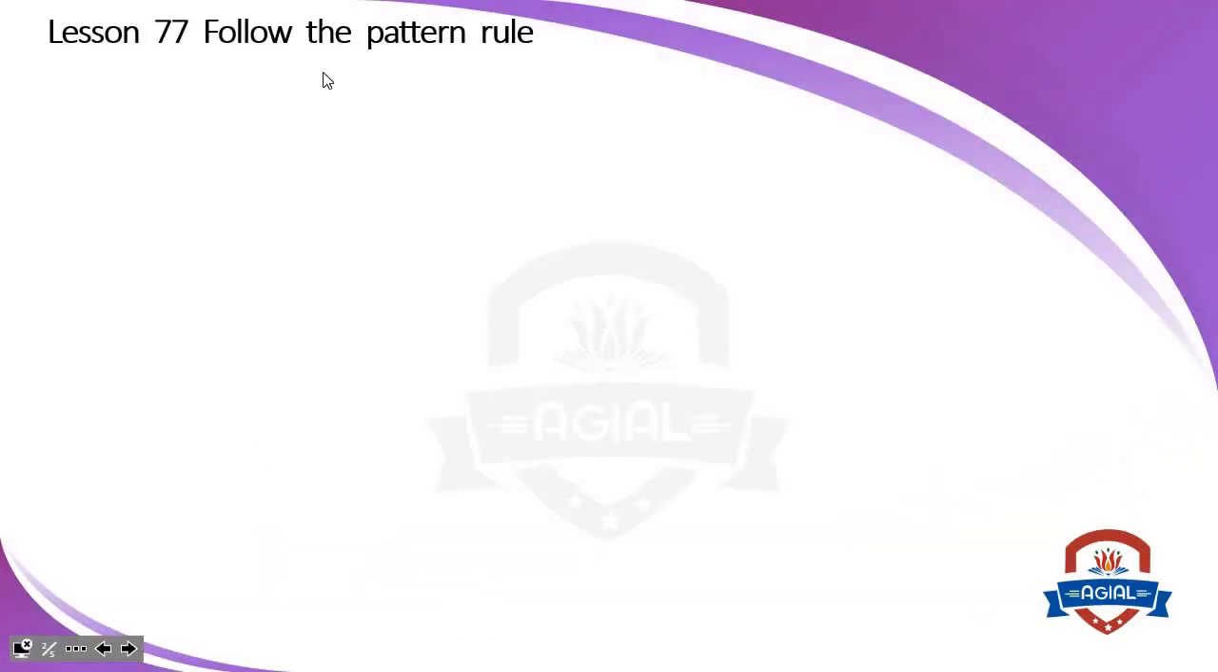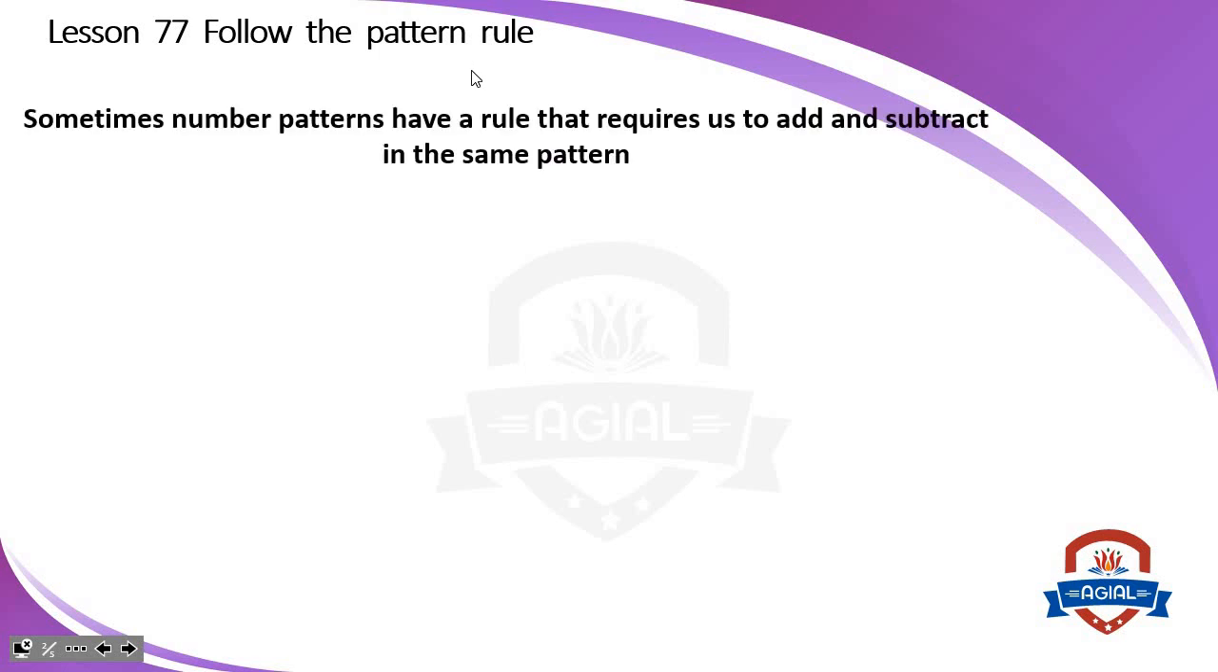My lesson today is follow the pattern rule. Sometimes number patterns have a rule that requires us to add and subtract in the same pattern. So look at this example. If we have 0, 5, after 5, 3, after 3, 8, after 8, 6. So here we have a two-rule pattern.